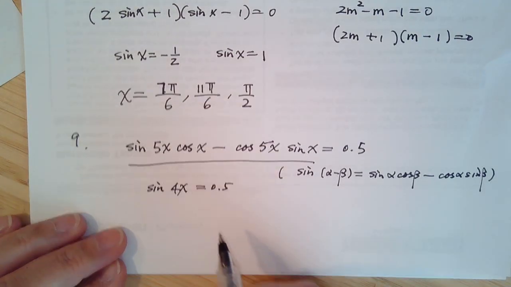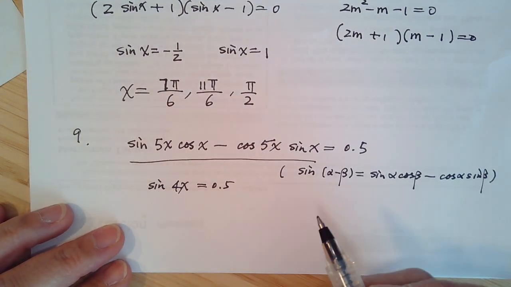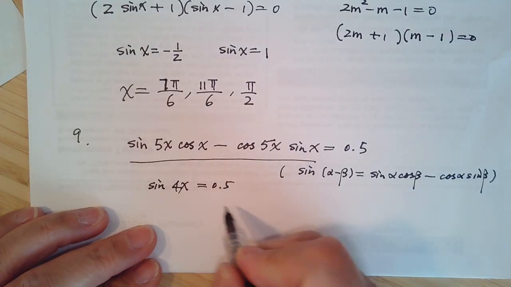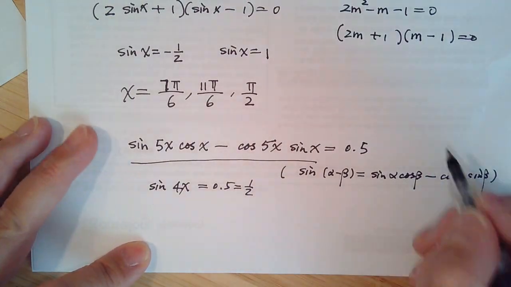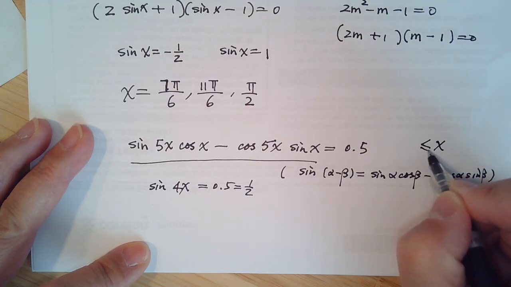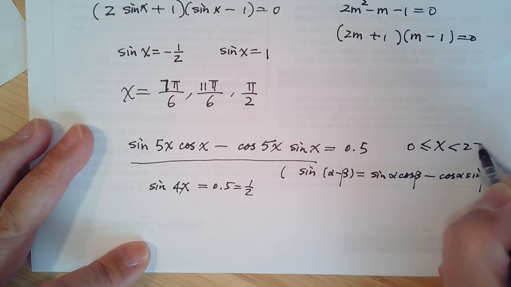So I can just go ahead to take the inverse function, or because this is just 1/2, I shouldn't do that. Again, I'm sorry that I forgot to put this is between 0 and 2 pi.